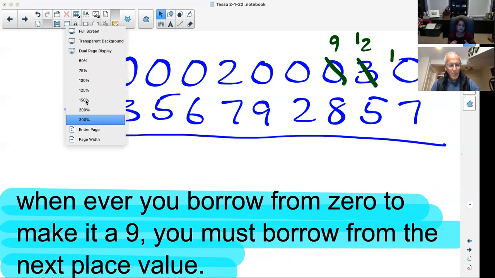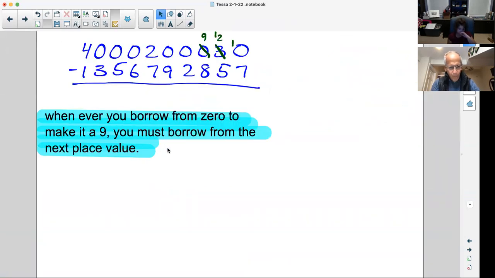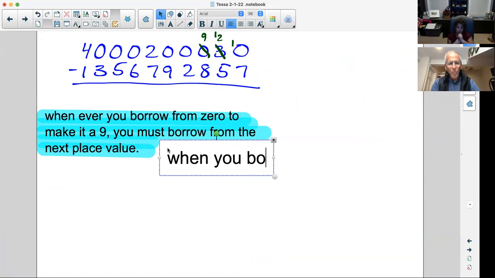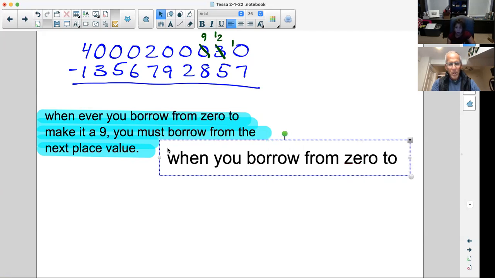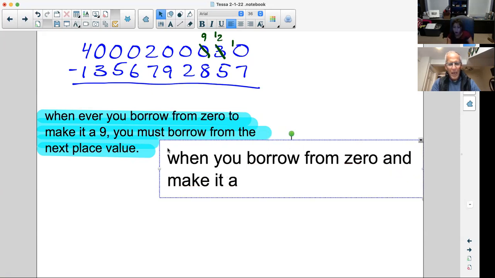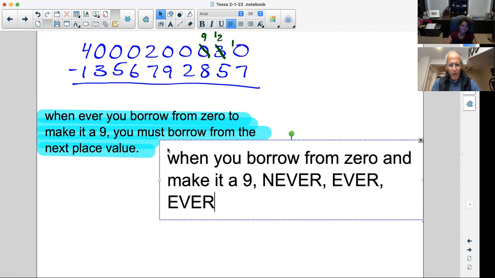I'm going to make this now. When you borrow from 0 and make it a 9, let's use the word never, ever, ever say nine is good for that.